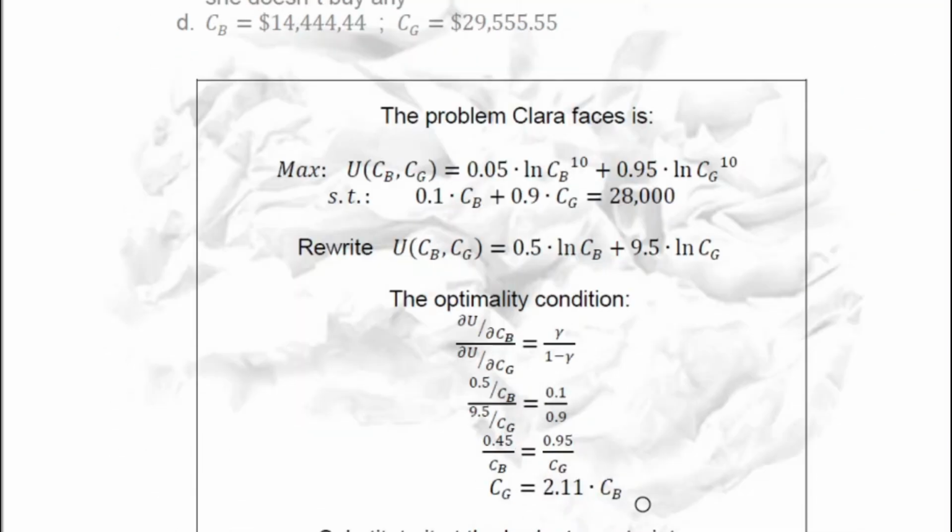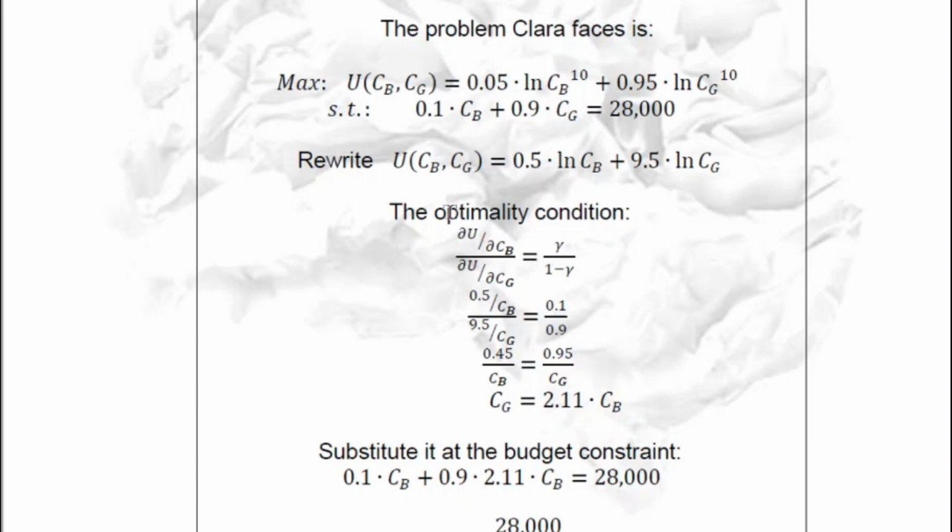Now the optimality condition, if it exists, is the MRS of this utility function equal to gamma divided by 1 minus gamma, as we know from theory. So we differentiate this utility with respect to CB. We have 0.5 times 1 divided by CB, and here 9.5 times 1 divided by CG, equal to gamma divided by 1 minus gamma, that is 0.9. Well, if we operate here, we find this, that it is very interesting.